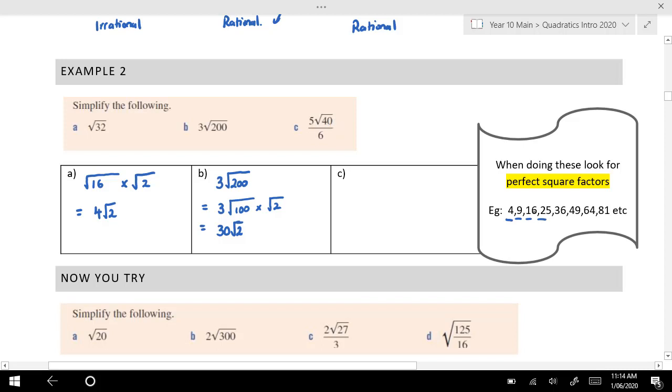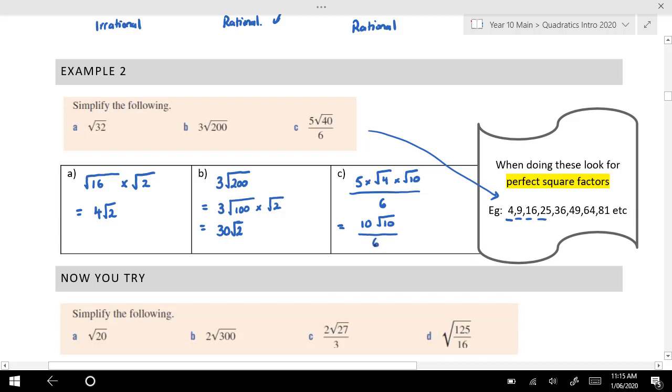Now over here we've got the square root of 40. Which is the biggest number which goes into it? Well, 9 doesn't go in, 16 doesn't, but 4 does. So let's do that. That's going to be 5 times the square root of 4 times the square root of 10, over 6. Now, let's simplify that. The square root of 4 is just 2. So 2 times 5 is 10. So that's going to be 10 times root 10, or just 10 root 10 over 6.